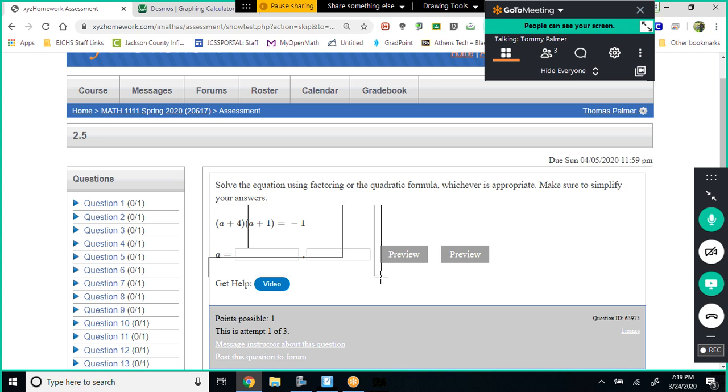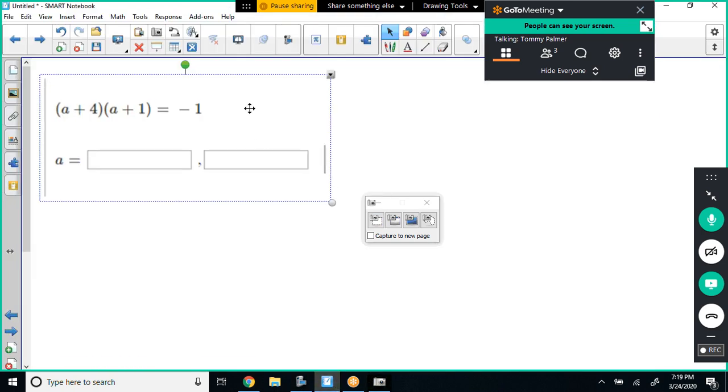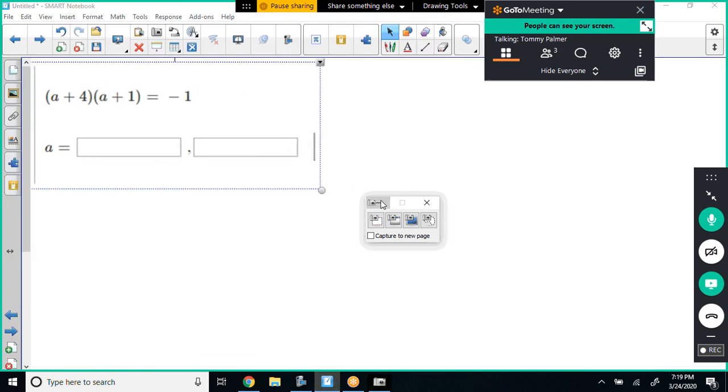Let me go to this one, and then I can just grab here. We know we have to have two answers, right? It says solve using factoring or the quadratic formula, whichever is appropriate. Okay, so we have two factors equal to a number. All right, so let's investigate this. Let's see if there's an easier way.